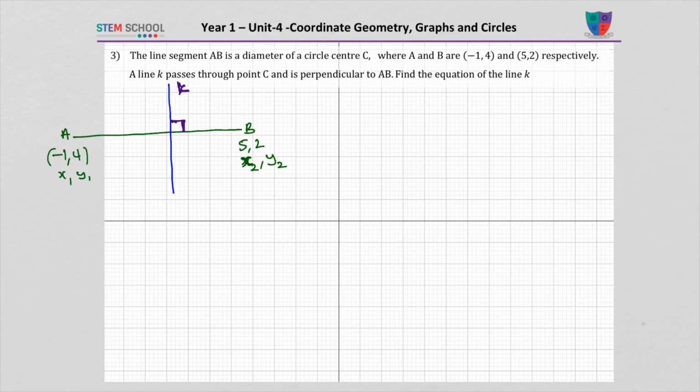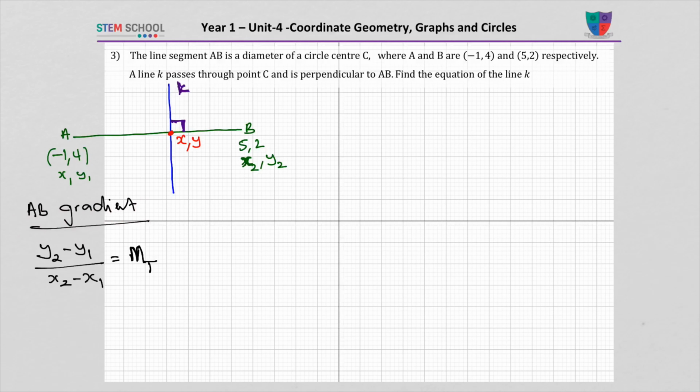The line AB has these coordinates, the x1, y1, x2, y2. It passes through the midpoint, and the midpoint itself has a coordinate, x and y, which we need to find. K goes through that point, and because it's perpendicular, K is a line perpendicular to AB. I need to find the gradient of AB first. If I know the gradient of AB, then I know the gradient of this line that is perpendicular to AB.